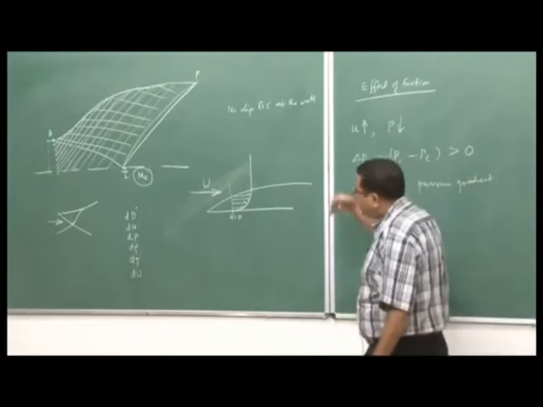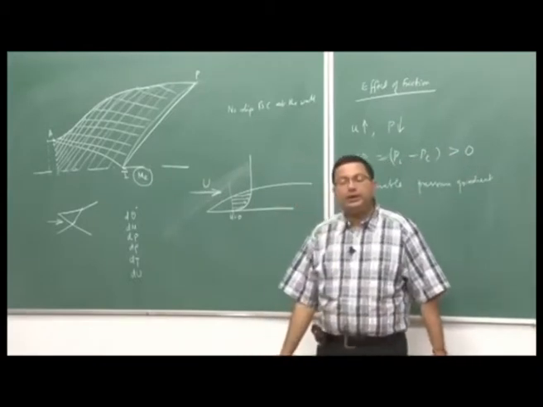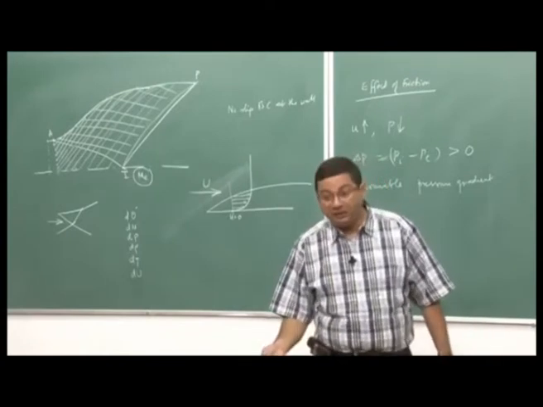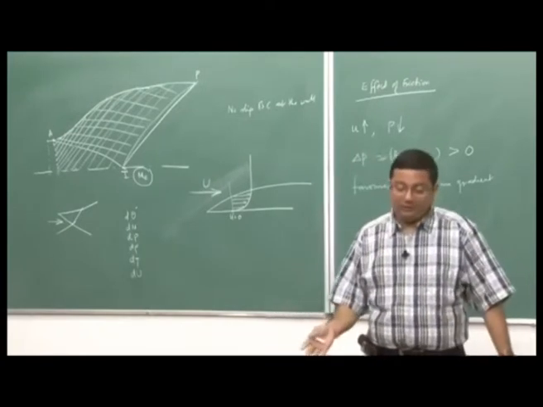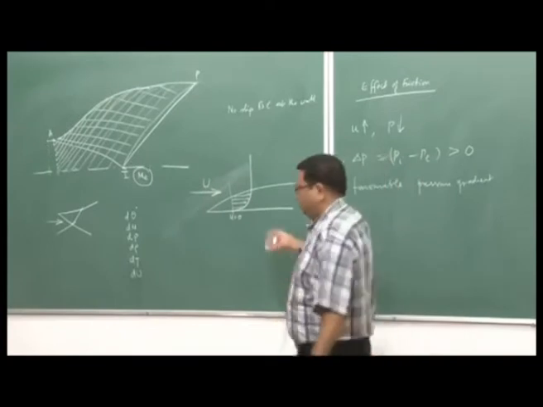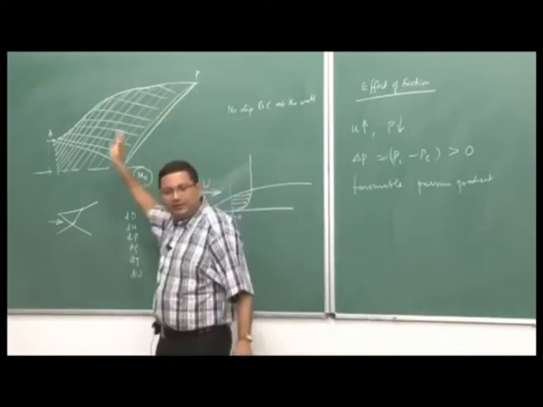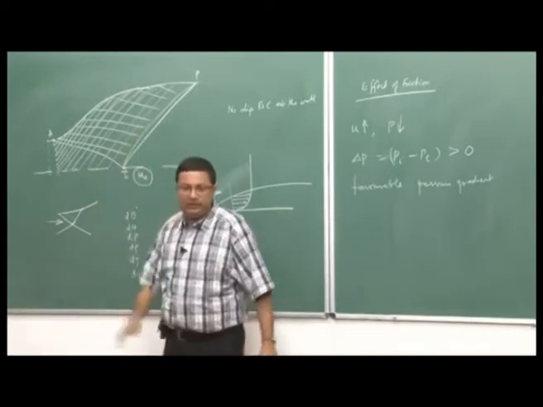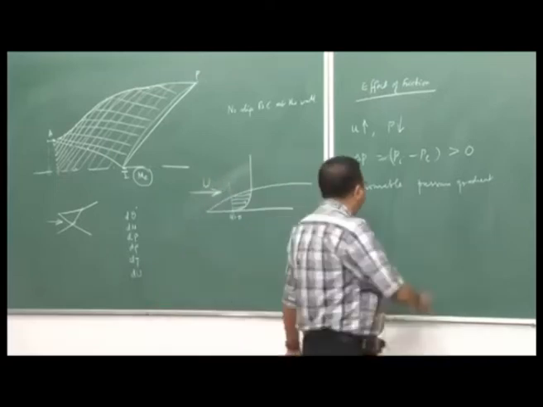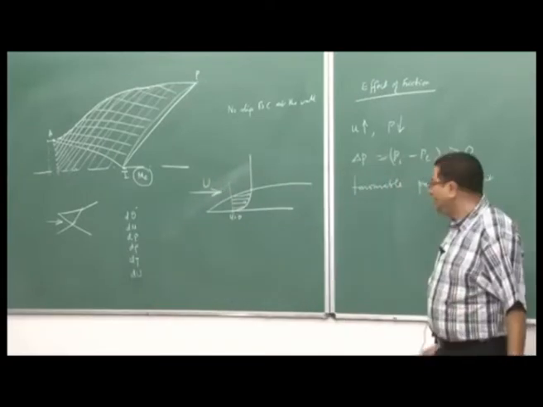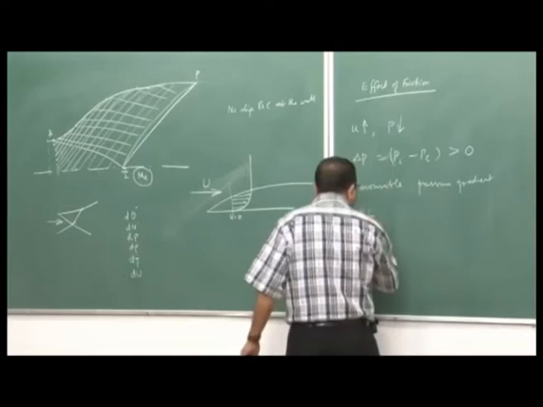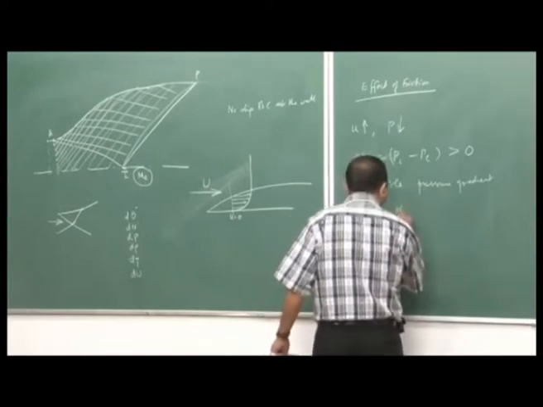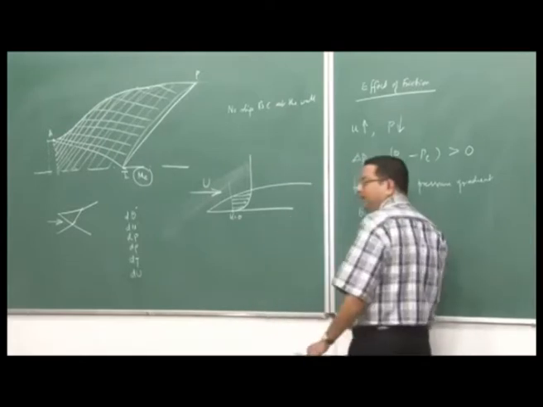Secondly, because of the presence of favorable pressure gradient and the velocities are very high. At the exit, we can have Mach number 6, 7, etc., pretty high velocities. So, if the velocities are high and we have favorable pressure gradient, the boundary layer is thin, quite thin.